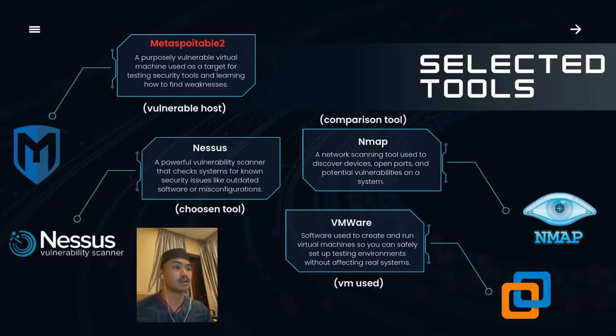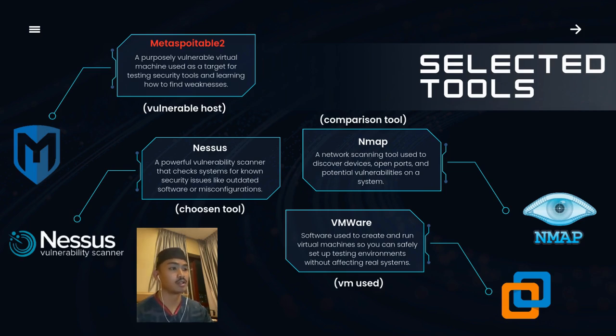Okay, these are the selected tools that we use for this assignment. The first one is the vulnerable host, which is Metasploitable 2. This is the target we scan. It simulates a real insecure system for testing tools. Next are the chosen tools, which is Nessus. Nessus is our main vulnerability scanner. It will scan the host, find weaknesses, and rate them by severity.